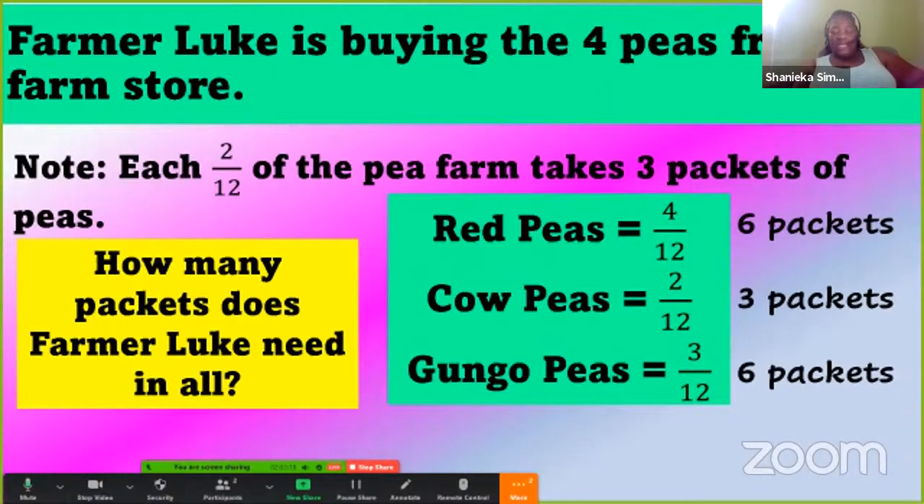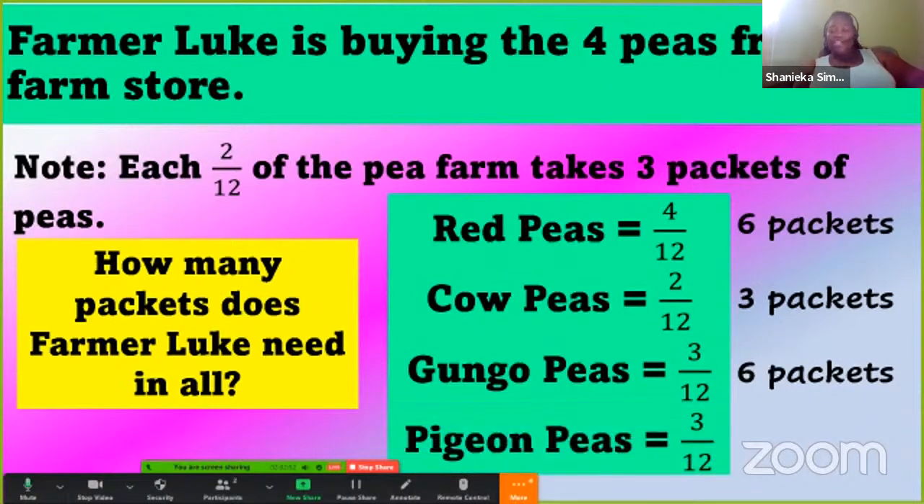But I have 6 packets here. All right. So 5 packets, great answer. 6 packets, even though I have it right here, I would want to go back to having 5 packets instead of 6. All right. Let us look at the pigeon peas that has 3 12s. It simply means that the same amount we're going to need for gungo peas, we're going to need for pigeon peas, right? Yes, miss. Pigeon peas will also be 5 packets in what we're calculating.